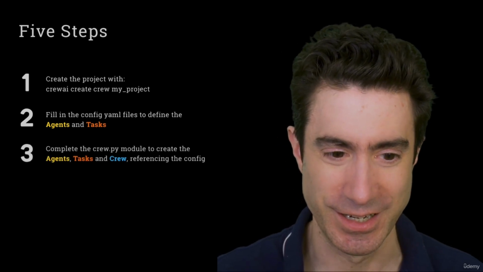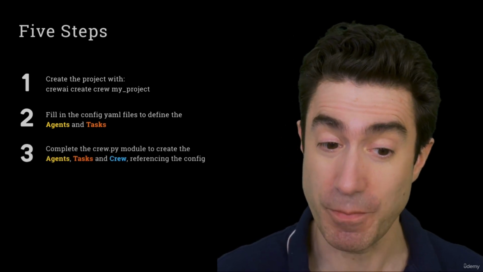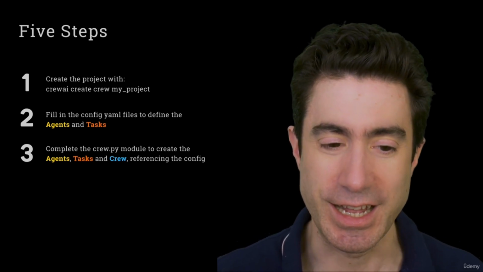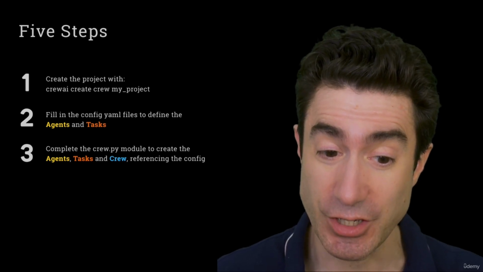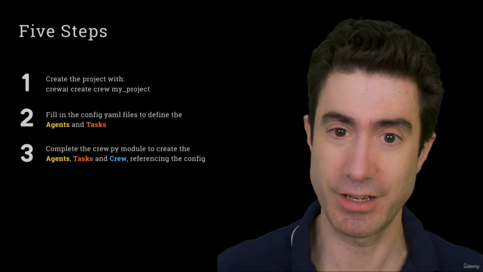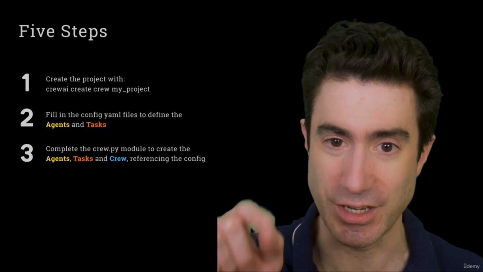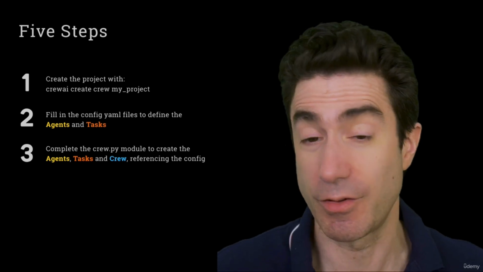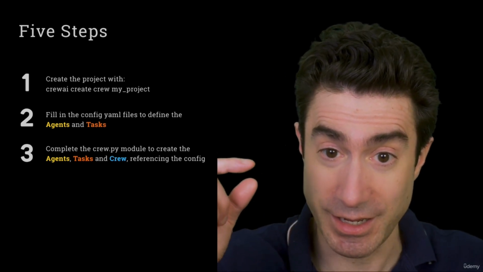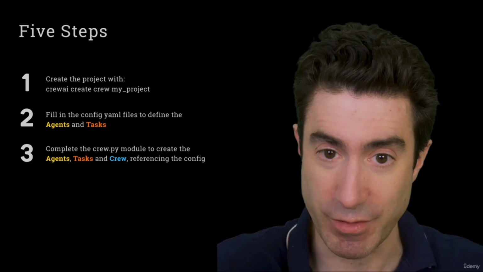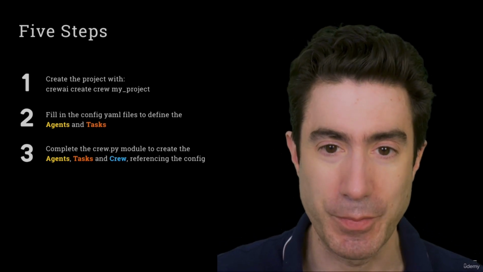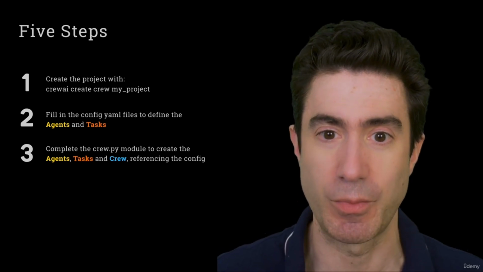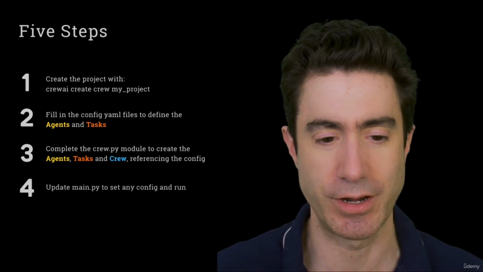We then go to the crew.py module in our source project folder, and we create the agents, the tasks, and the crew using the functions that are already set up there for us and using the decorators. And we reference the YAML config. We don't need to. We could actually manually pass in those fields when we create each of those objects. But the config file makes that easy for us and keeps some of this prompting text separate from our code, which is a nice separation.